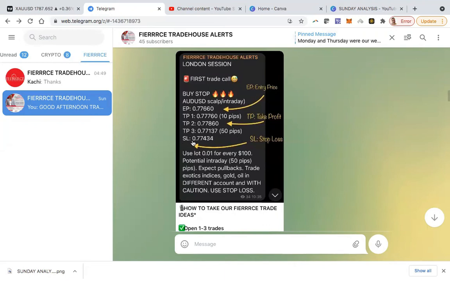Then SL is stop loss, okay? And that would be dependent on what I see. It could be 20 pips, 14 pips, 10 pips, 30 pips. It depends on the pair and the trade and the parameters.